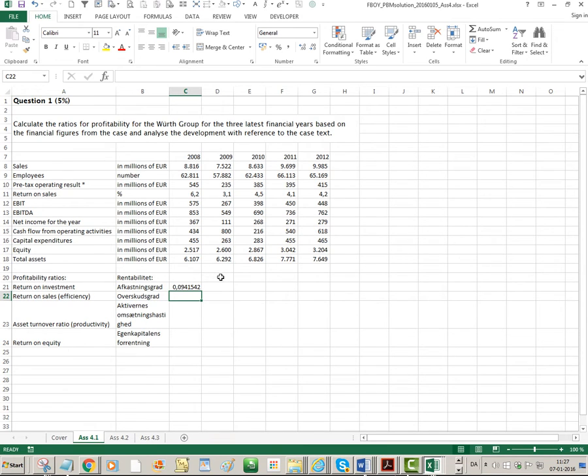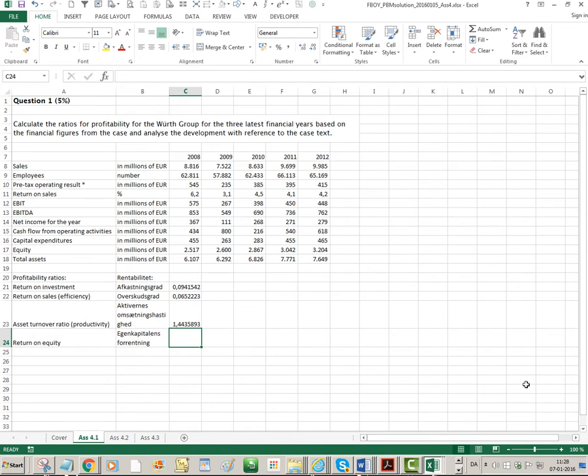Return on sales. So that's the same profit term we use, divided by sales. How big a percentage of sales becomes profit before interest and taxes? Asset turnover ratio. How big is sales or revenue or turnover, what you choose to call it, compared to the total assets?